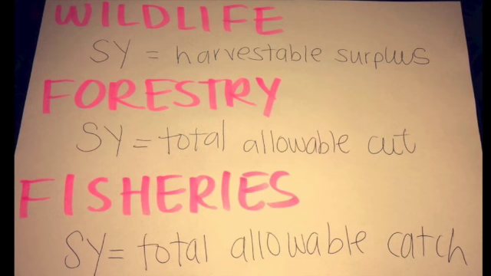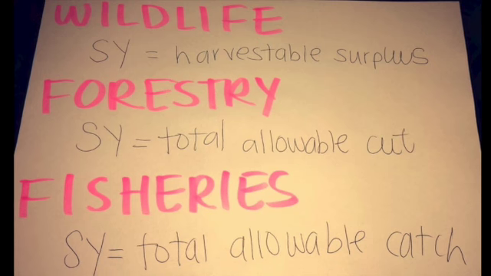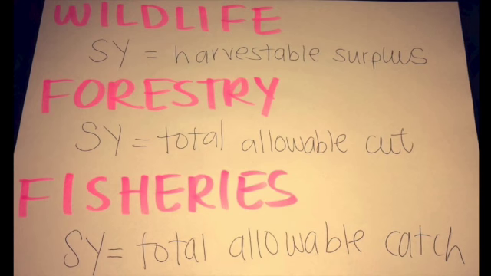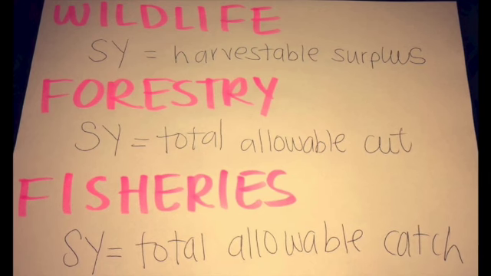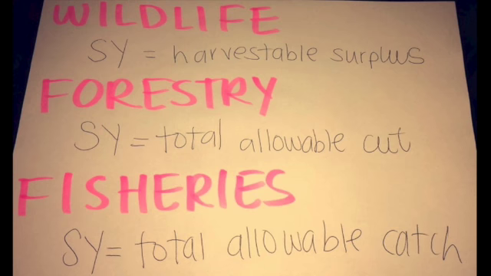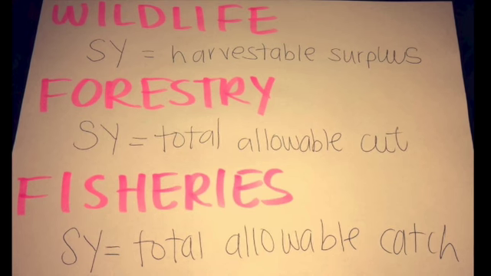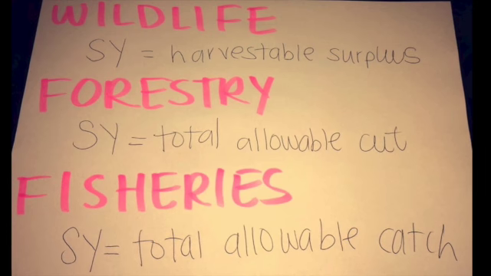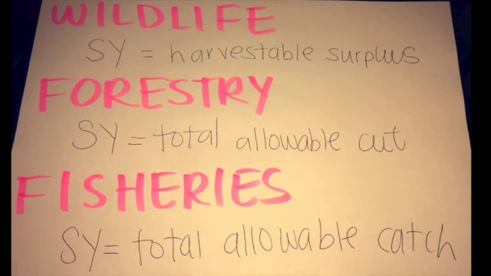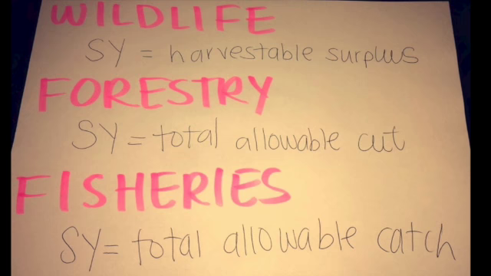Here we see three ways that we can calculate sustainable yield: in wildlife, in forestry, and in fisheries. In wildlife, sustainable yield is equal to harvestable surplus. In forestry, sustainable yield is equal to total allowable cut. And in fisheries, sustainable yield is equal to total allowable catch.